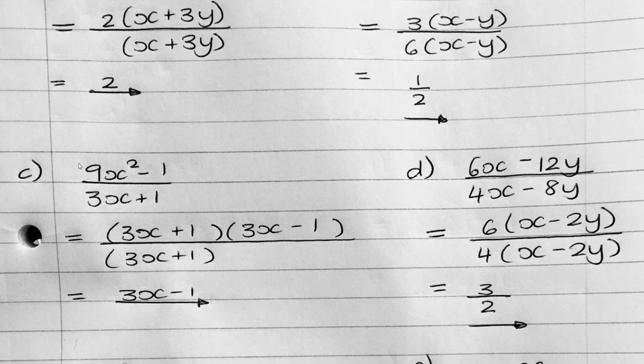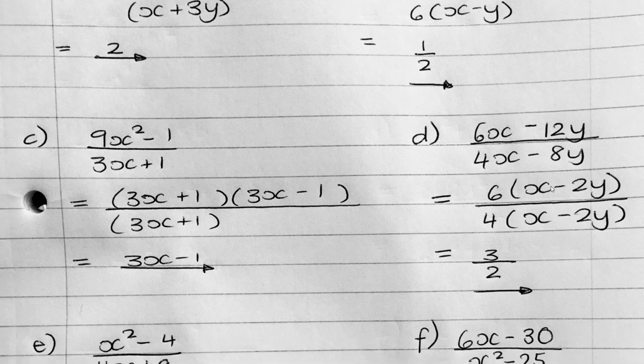Alright, for C, there's no highest common factor in the numerator, so I can't do highest common factor, so I'm going to check if it's difference of two squares. Is 9 a perfect square? Yes, x squared is a perfect square, and so is 1. And there's a subtraction, so it's definitely difference of two squares. So I open up my two brackets. The one bracket will be positive, the other one will be negative. The first term in the bracket is the square root of the first term there, and then the second term is the square root of the second term. Then my 3x plus 1 will cancel with 3x plus 1, so I'm just left with 3x minus 1.